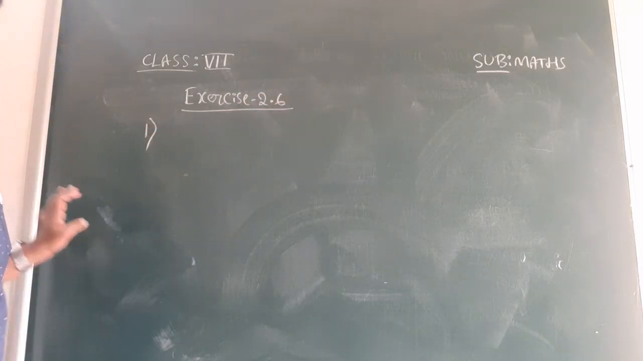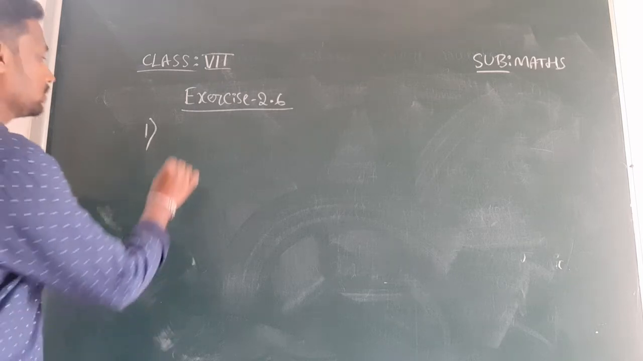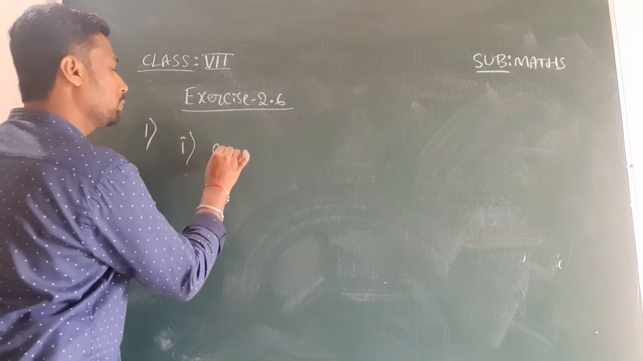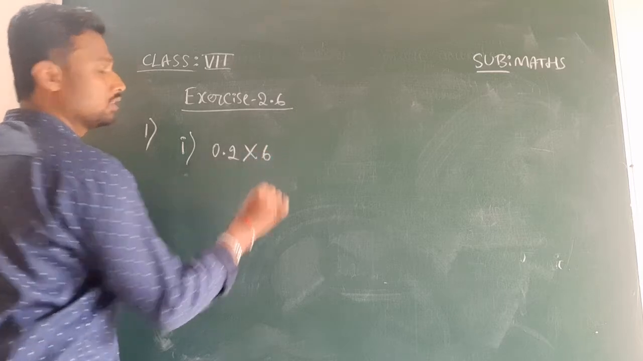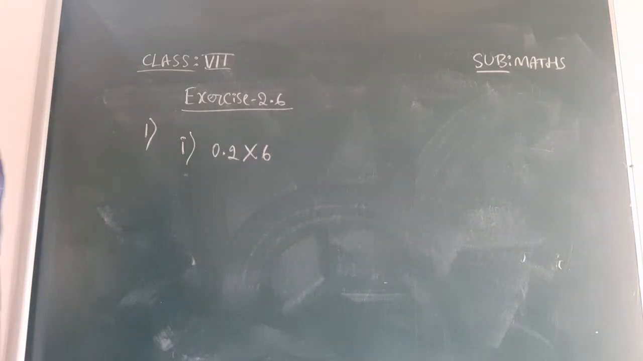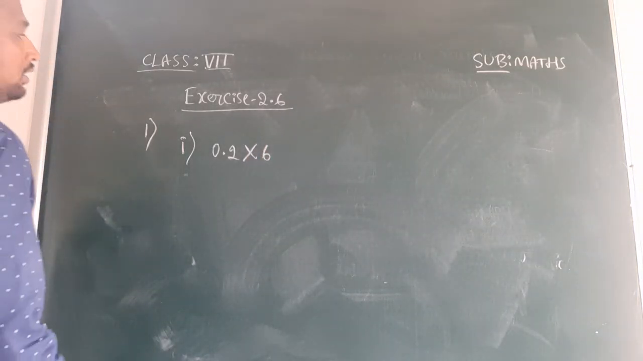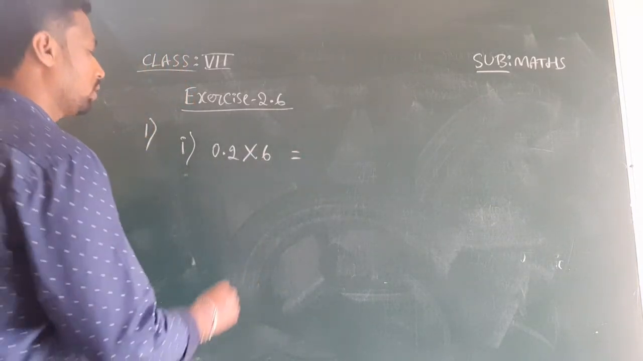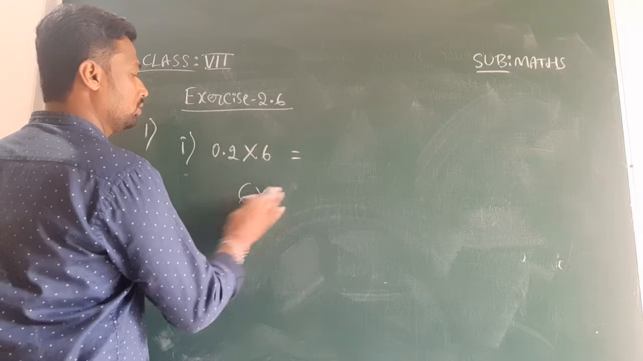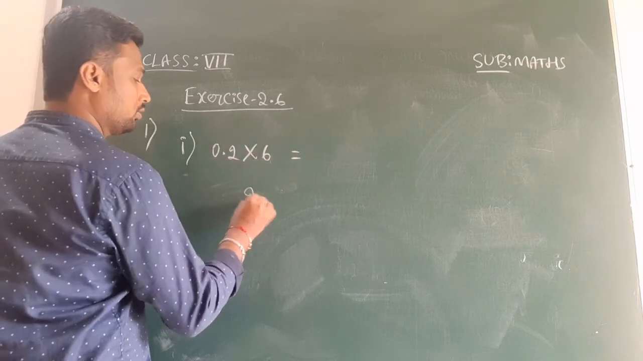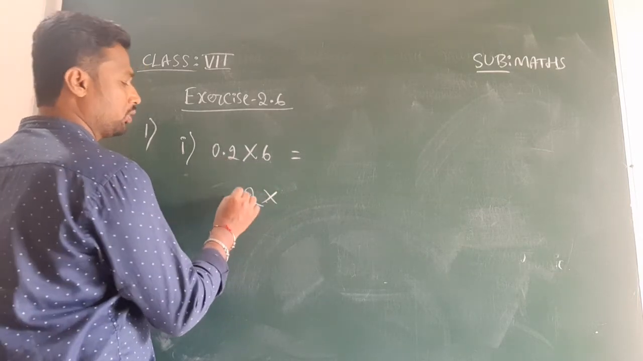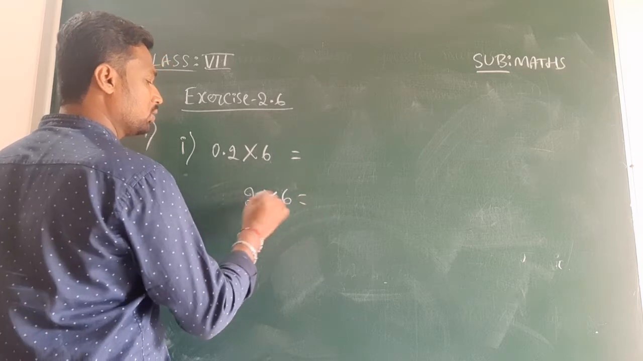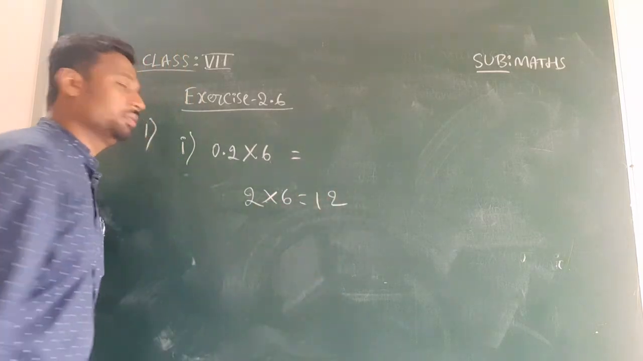In the first main problem, in the first question, they have given 0.2 into 6. 0.2 into 6 means what will you get? Just multiply 6 into 2. Sorry, here we have 2 into 6. No need to consider this decimal point. So 2 into 6 means we will get 12.